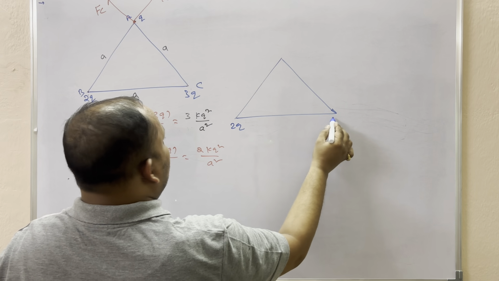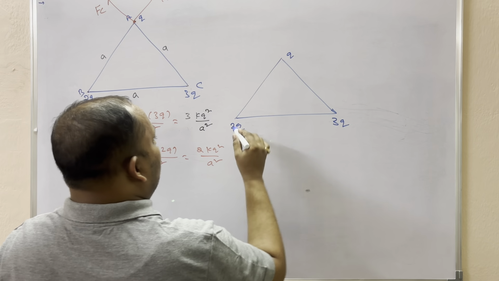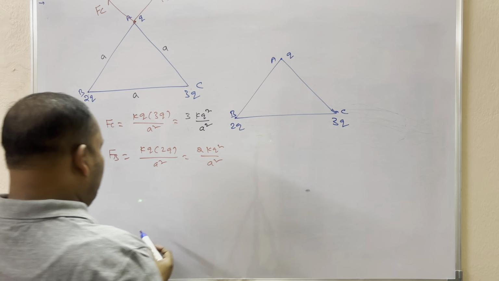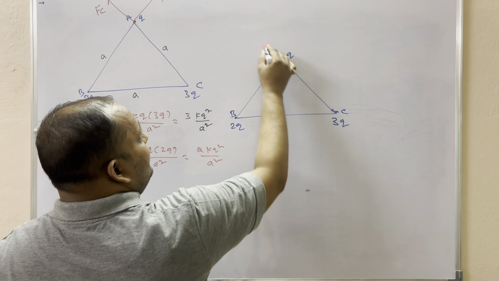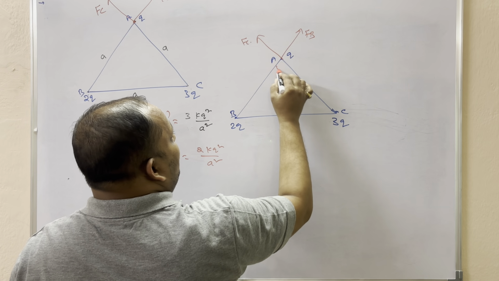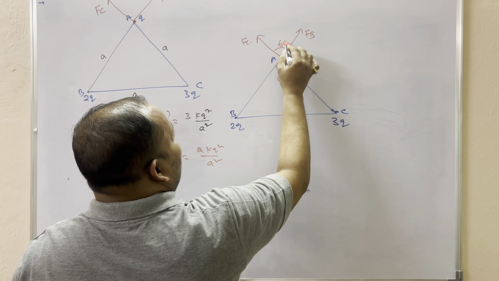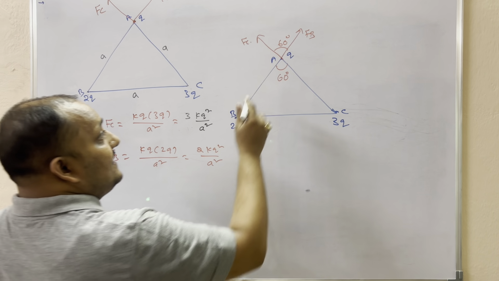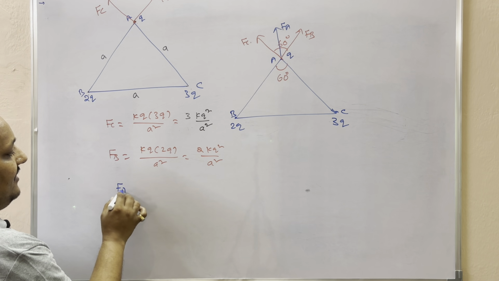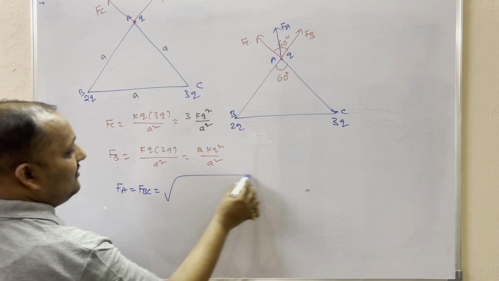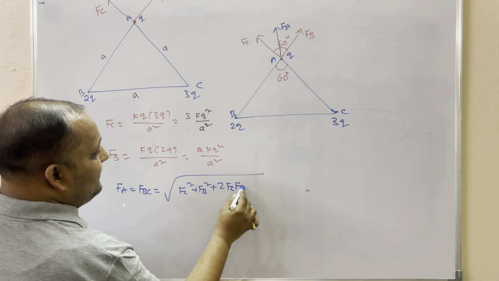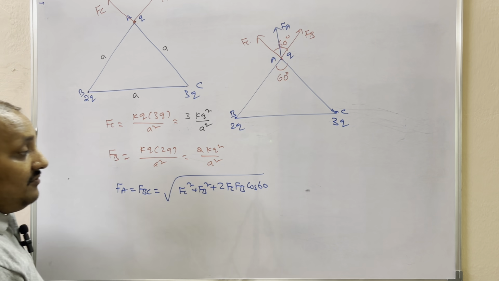So this is 2Q, 3Q, Q. So this is B, this is C, this is A. So see the directions. This is going to be FC, this is going to be FB because both are repelled. What is this angle? 60 degrees. Equilateral triangle means 60 degrees. Now resultant will be coming like this. That is FA or FBC. FA equal to FBC is equal to root of FC square plus FB square plus 2 FC FB cos 60.